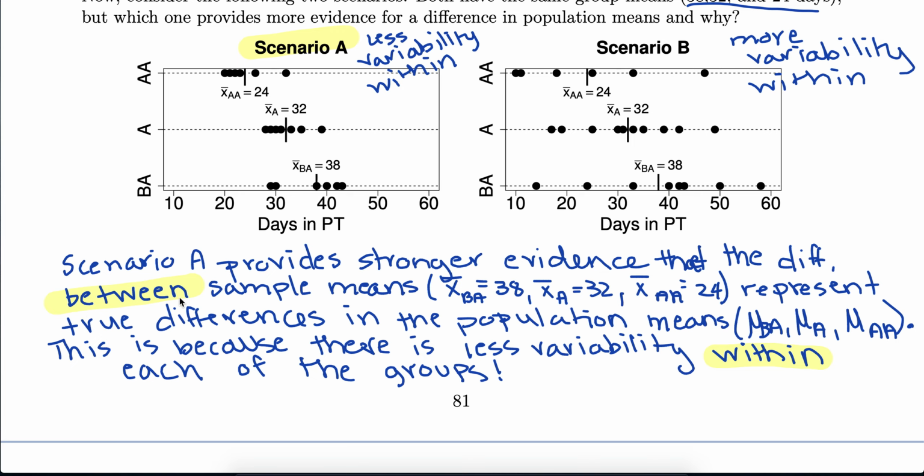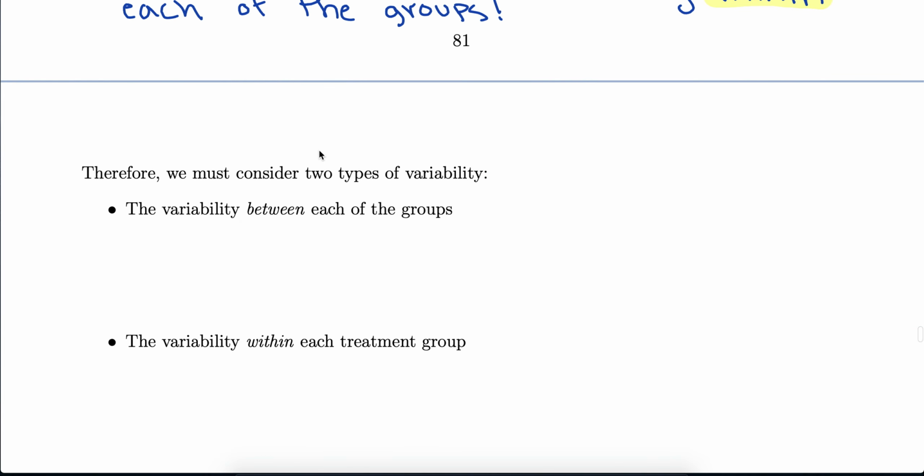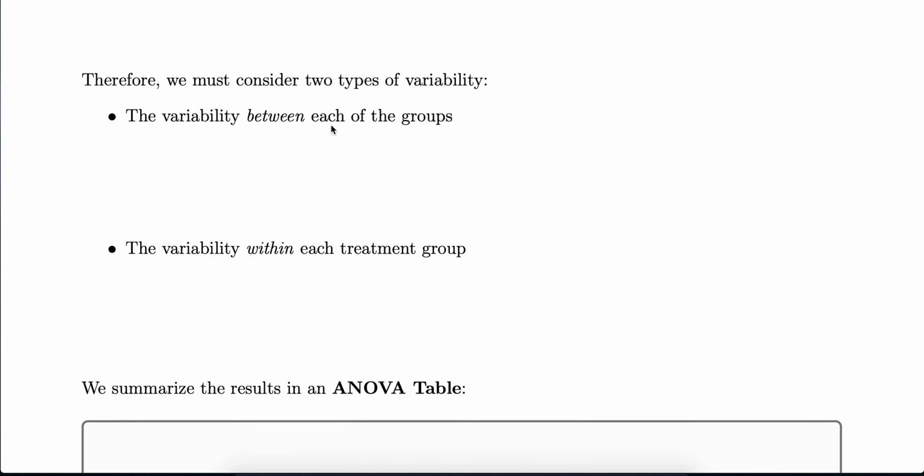The between sample variance, so between these three different groups, it looks like there's some variability in recovery time after knee surgery. And then the within variability. In scenario A, we saw that represented more consistent differences, whereas in scenario B, within each group, it was kind of spread out and random and had a lot of variability. So we need to consider both layers of variability to determine if these differences are likely to represent true differences in the population. So let's introduce some terminology and notation for these ideas.